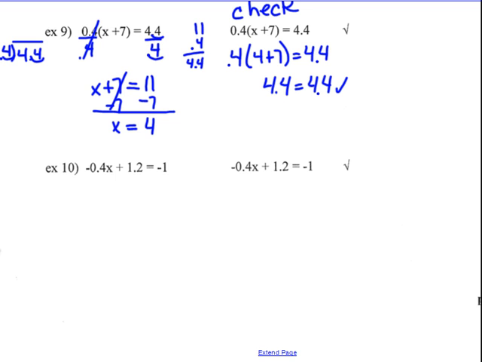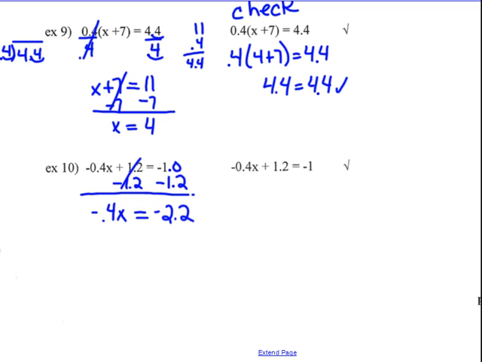Number 10. Oh, it's not a distributing problem. It's not a fraction problem. It's got a decimal in it. It's got integers in it. I have multiplying my x by negative 4/10 and adding 1 and 2/10. Well, the opposite is to subtract 1 and 2/10 first. Line up my decimals here. That's really negative 1.0. I'm going to cancel that out. Negative 4/10 of x equals, same signs, add and keep, negative 2 and 2/10.